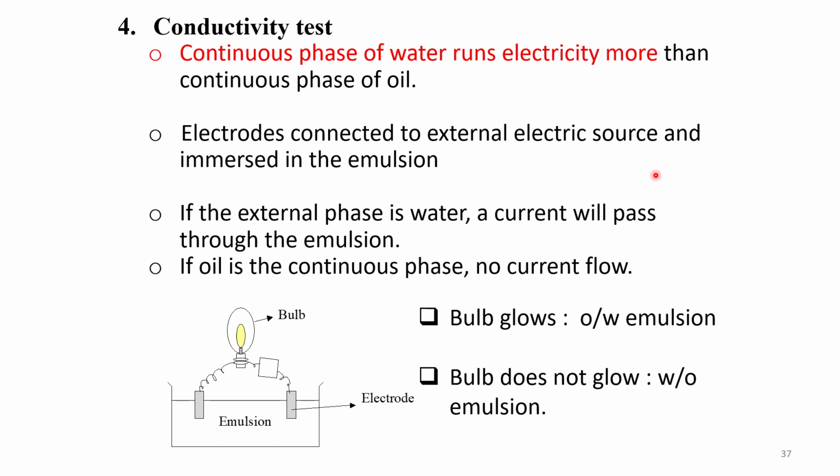Next is the conductivity test. The basic principle of this test is that water is a good conductor of electricity, whereas oil is a non-conductor. So you can tell the difference between the two emulsions by measuring the electrical conductivity of the emulsion. Usually the oil in water emulsion will have a higher conductivity value compared to the water in oil emulsion.